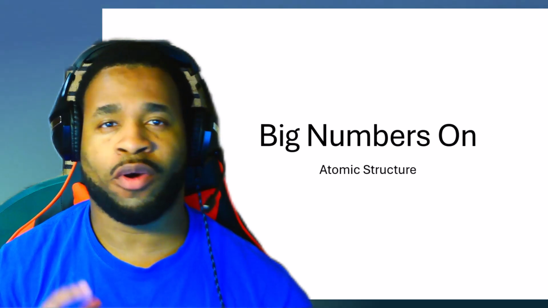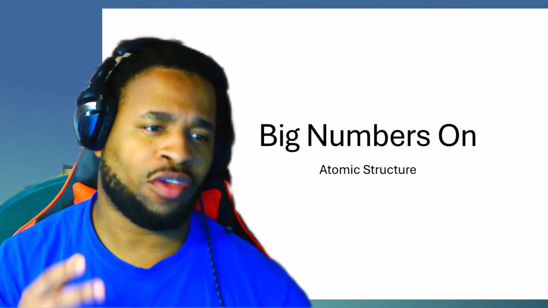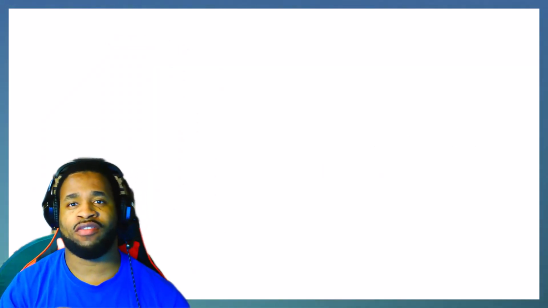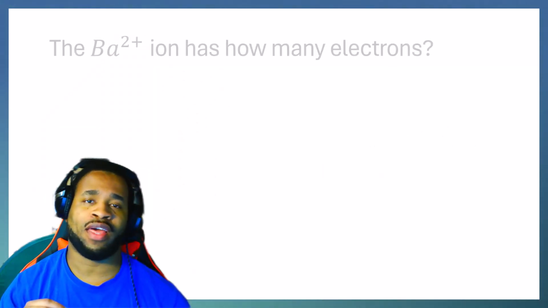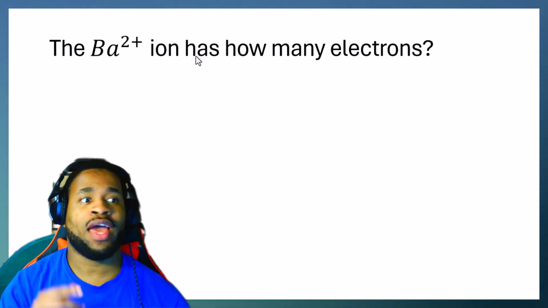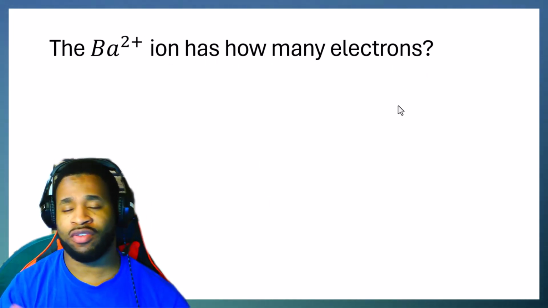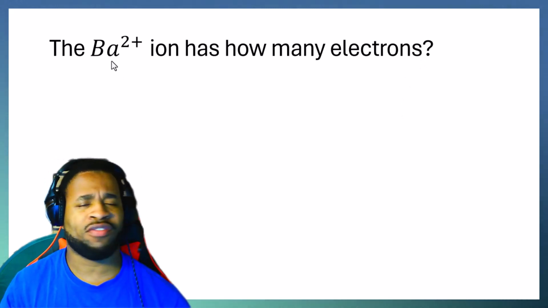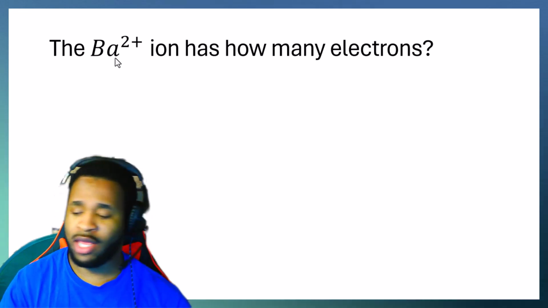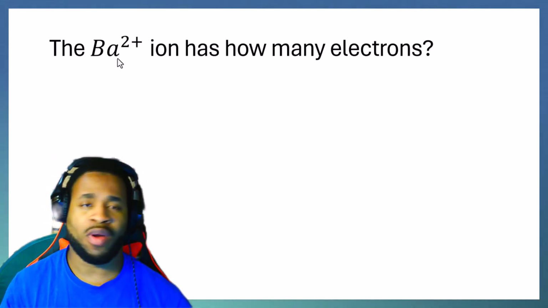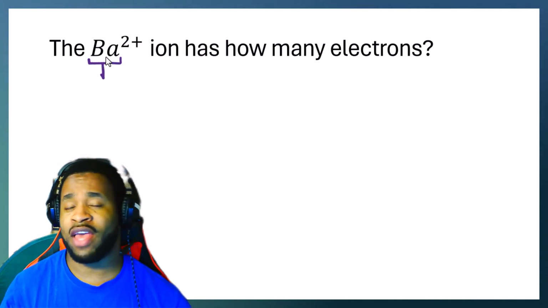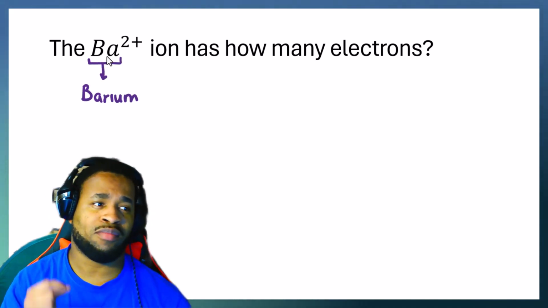In this video, we're going to be looking at math problems on atomic structure. First, we have this question which asks: the Ba2+ ion has how many electrons? Looking at this, there is a specific chemical symbol we need to keep in mind, Ba, and Ba represents the element which is beryllium.